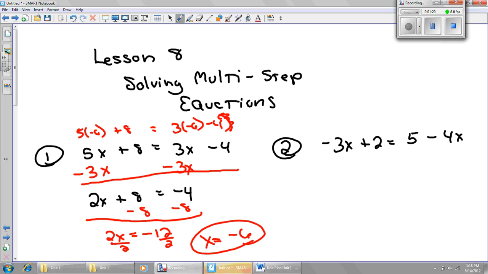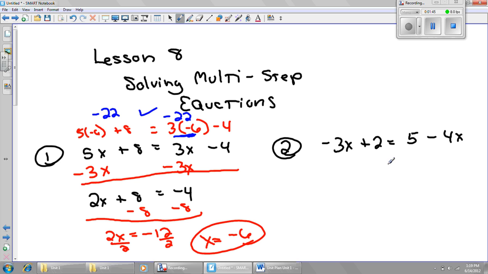Oops, unnecessary parenthesis there. Ooh, I lost the whole thing. 3 times negative 6 minus 4. Well, I know that 5 times negative 6 is negative 30, plus 8 is negative 22, I believe. This is negative 18 minus 4, negative 22, and you see it checks.